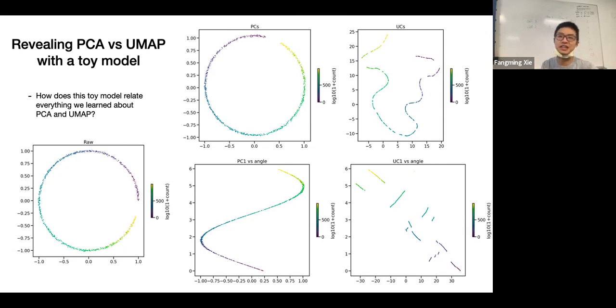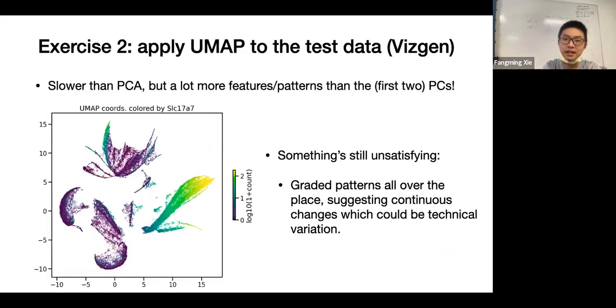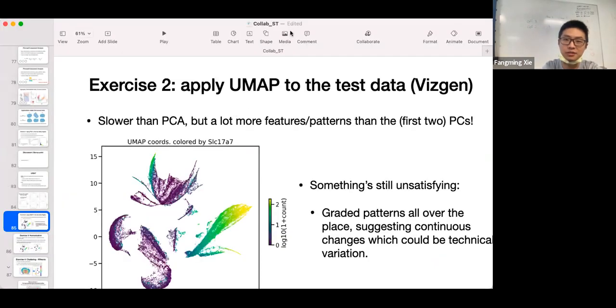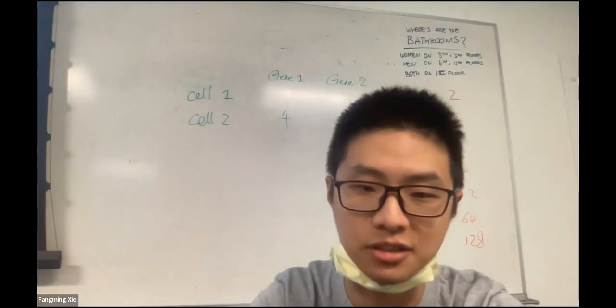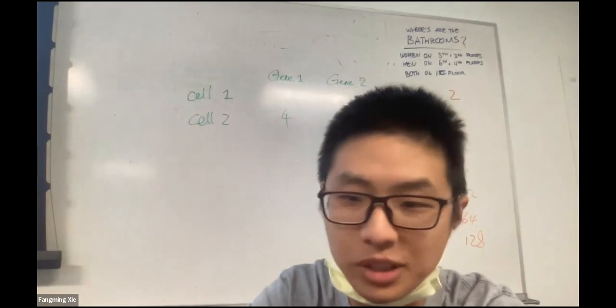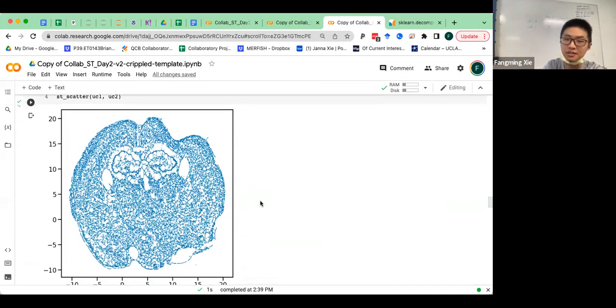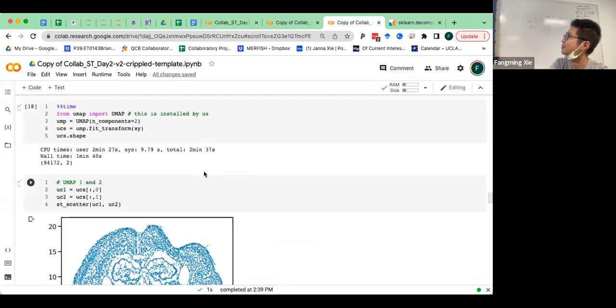It preserves the angle in some ways and knows its local structure, although it's rigged a little bit. Okay, so that kind of summarizes PCA and UMAP, the strengths of each thing and the disadvantages of each thing. So I think we should have finished this. This is the result, if you still remember.